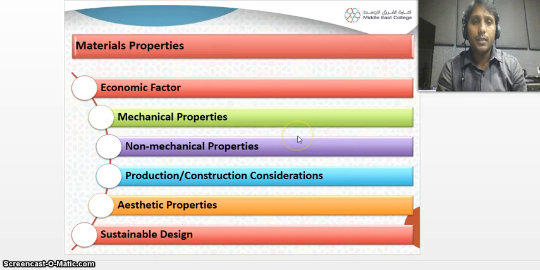These are the material properties which we are going to discuss, and we should know all these properties. First one is the economic factor. It depends upon the cost of the material, the availability of the material, like that. Then mechanical properties, which we are going to discuss in the next slides. Non-mechanical properties, production or construction considerations, aesthetic properties and sustainable design.